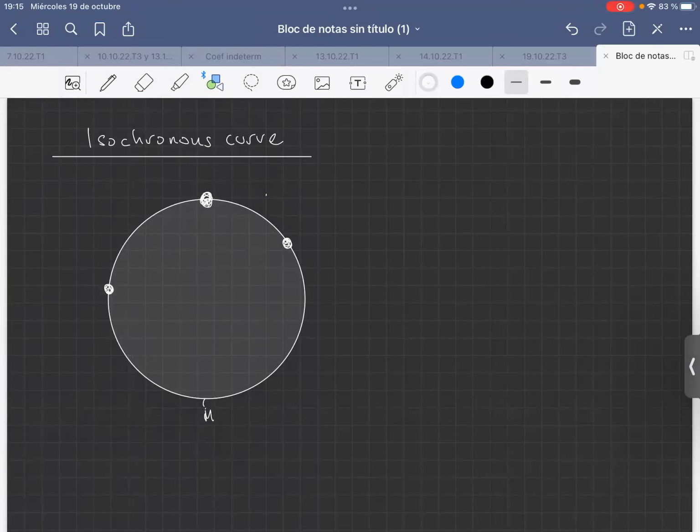See this. This one would have to go this distance in order to reach the point. This other one will have to go this distance, and this third one will have to go through this distance. So the point here is to show that it's an isochronous curve. What does that mean? Well, that they all reach the point M independently of the distance.